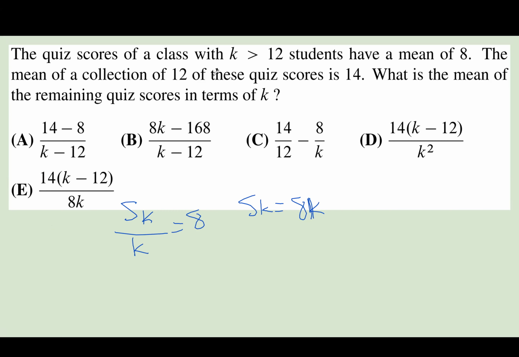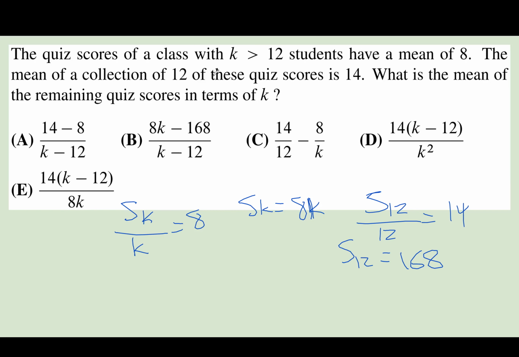So now, what about for the 12? We have a mean of 14 for 12 of these scores. So S sub 12 divided by 12 equals 14, or S sub 12 equals 12 times 14, which is 168. So S sub 12 is 168.